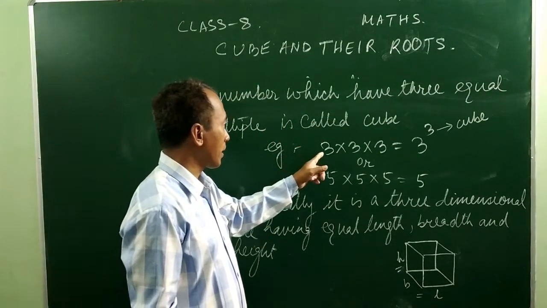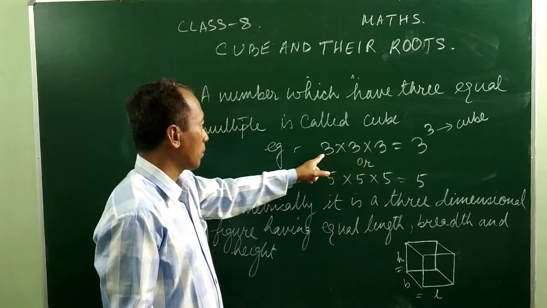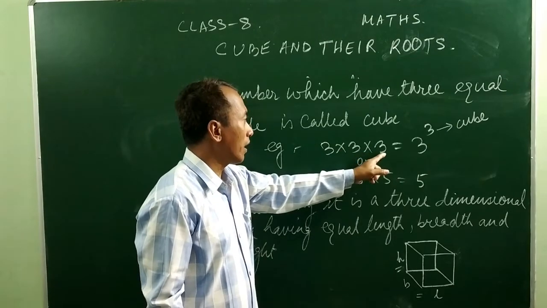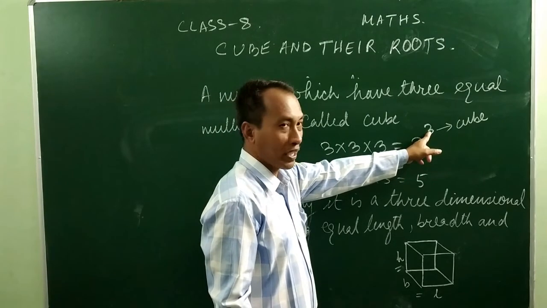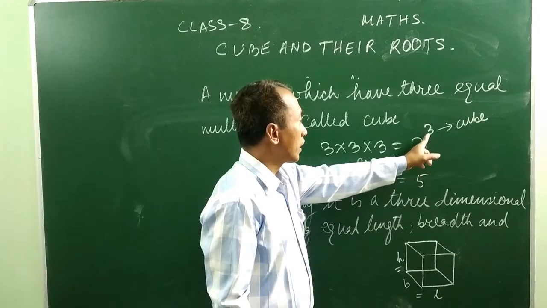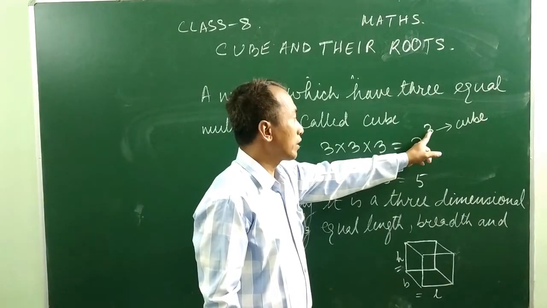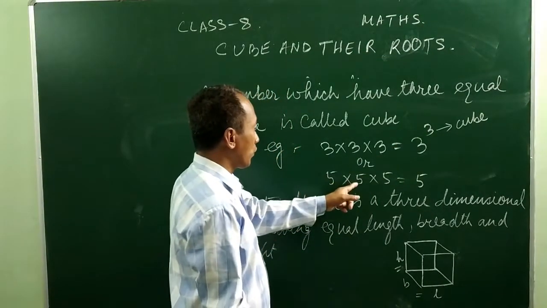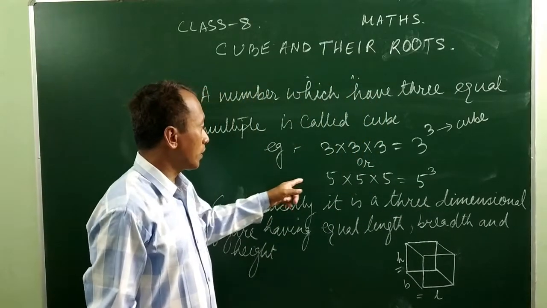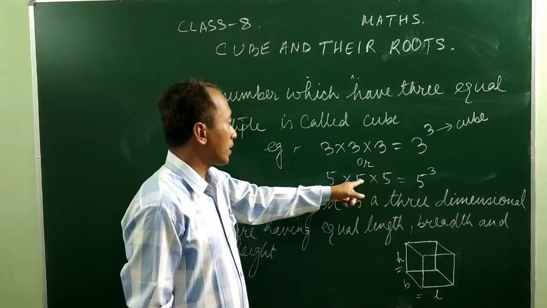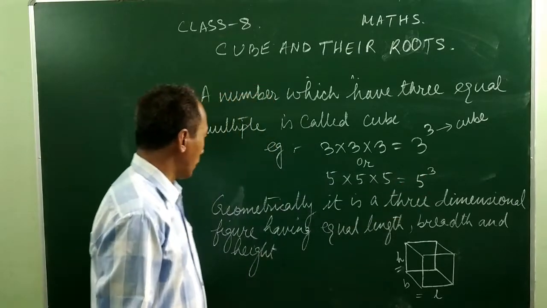So here is one example, 3 into 3 into 3. All these are equal numbers and they are multiplied, so it is expressed as 3 to the power 3. So a cube is a number raised to the power 3. 5 into 5 into 5 is 5 to the power 3. So these are all numbers multiplying equally and that is called a cube.